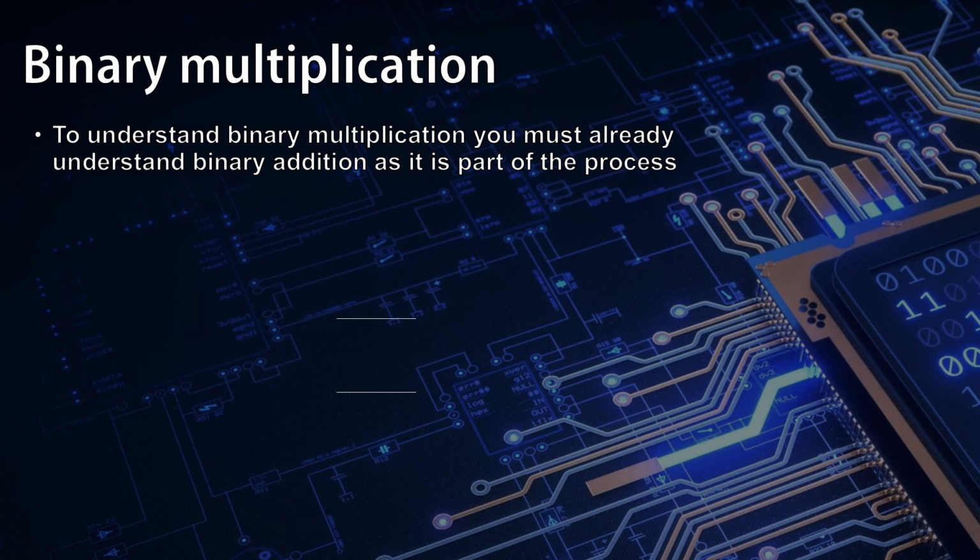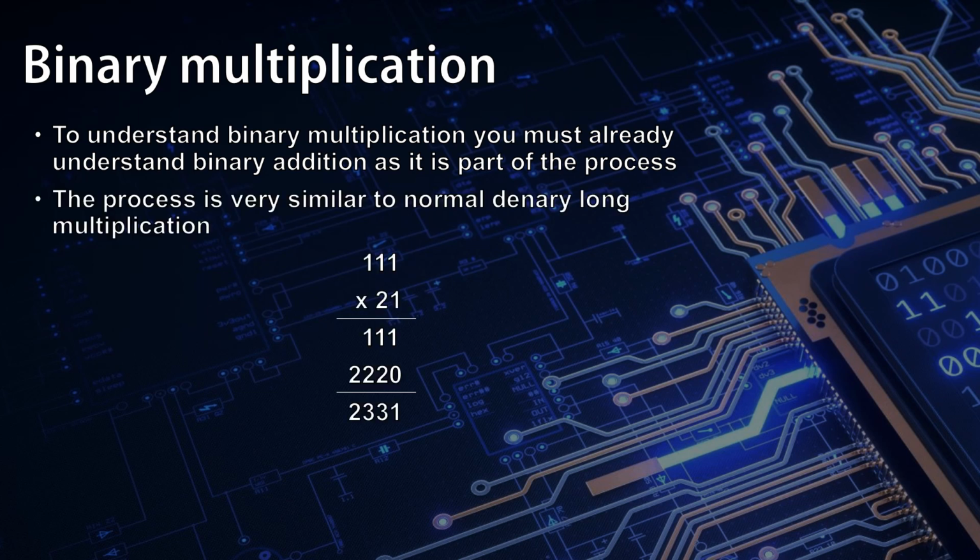The process is very similar to normal denary long multiplication. That is, we start by multiplying out the first number on the right in our bottom number by all the digits on the top. We then put in a 0 and we multiply by our second number on the bottom. Once we've done this, we add up the numbers. This is very similar to the process we're now going to perform with a binary multiplication example.